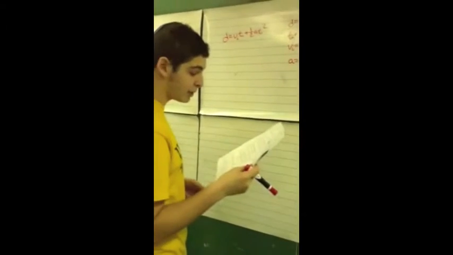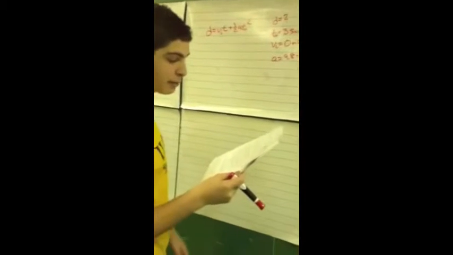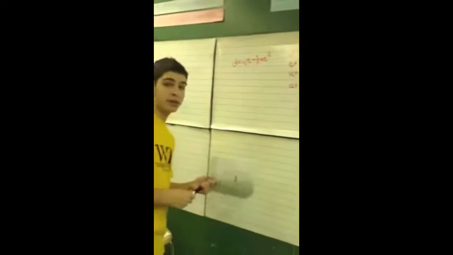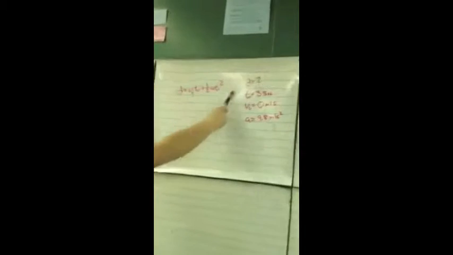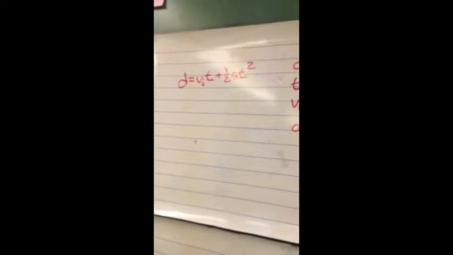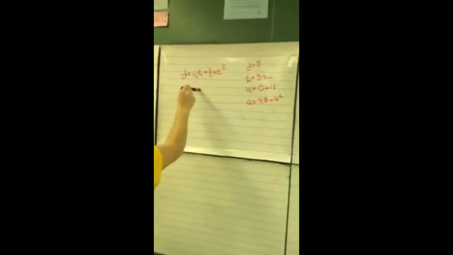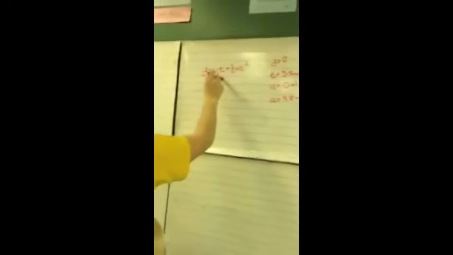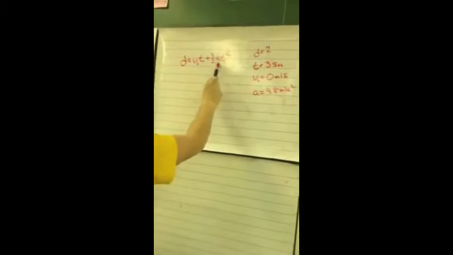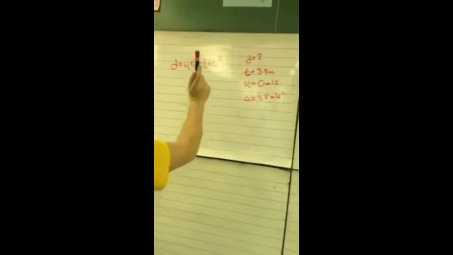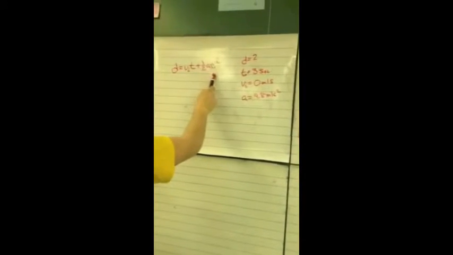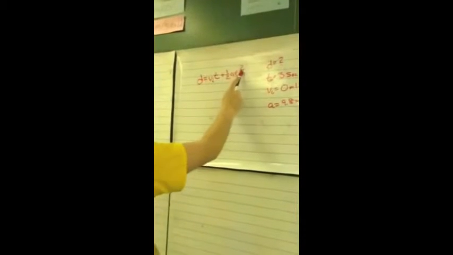The question is, approximately how far will an object near Earth's surface fall in 3 seconds? So you use the equation right here. d equals v_i t plus 1/2 a t squared. d, your distance, is equal to your initial velocity multiplied by your time plus 1/2 the acceleration due to gravity times the time it took squared.